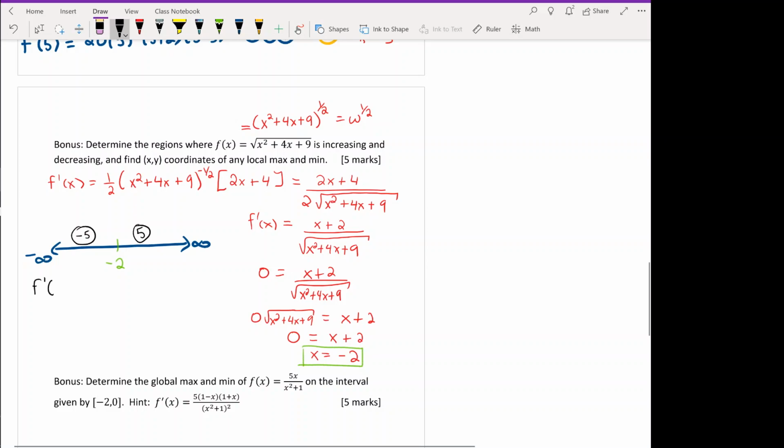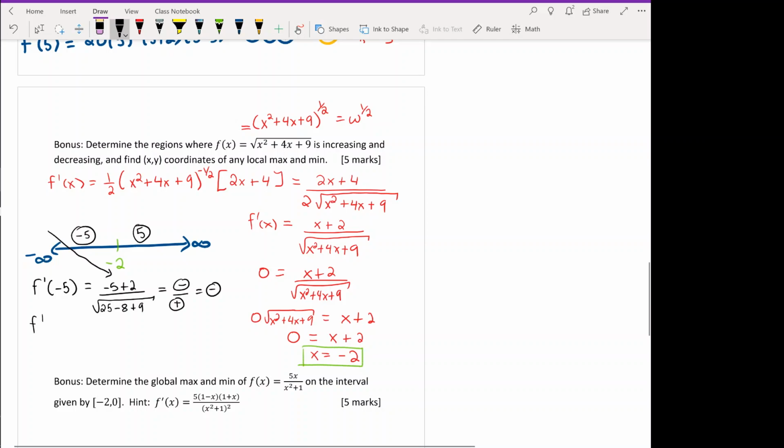So f prime at negative 5, that's negative 5 plus 2 over the square root of 25 minus 8 plus 9. That's something negative upstairs divided by something positive downstairs, which is negative. So the function is decreasing in the first region.